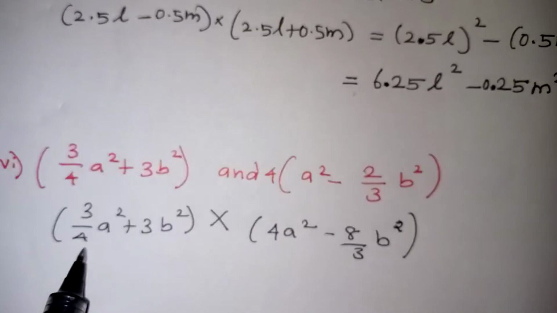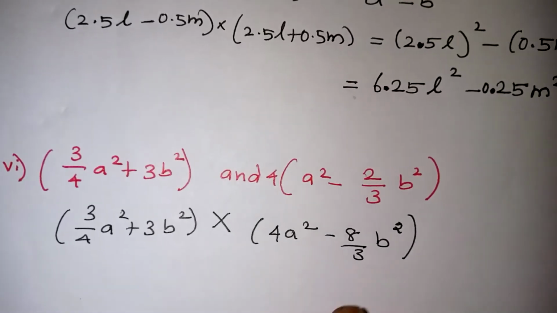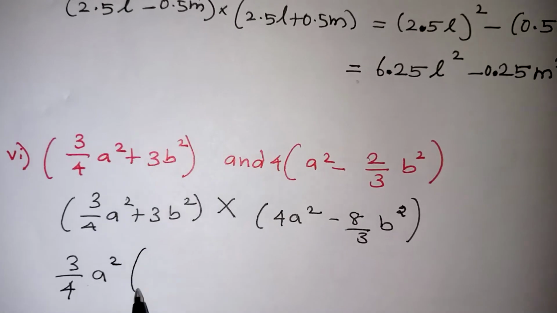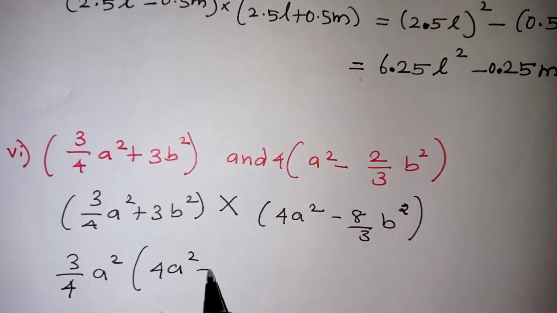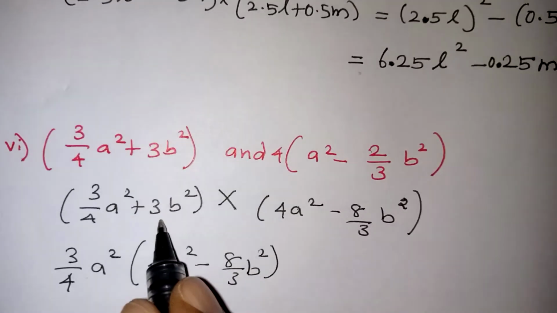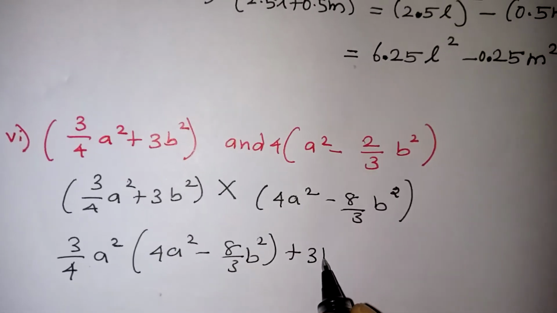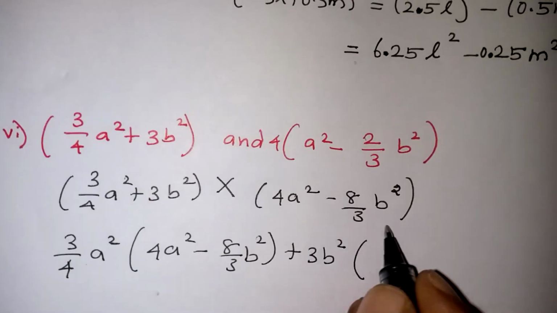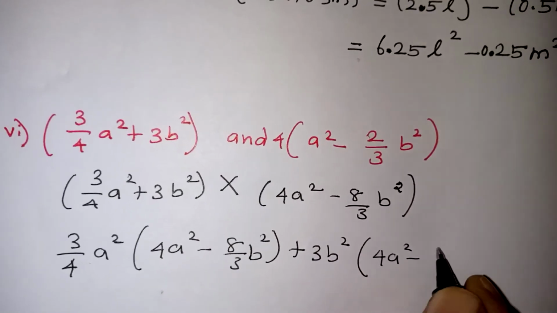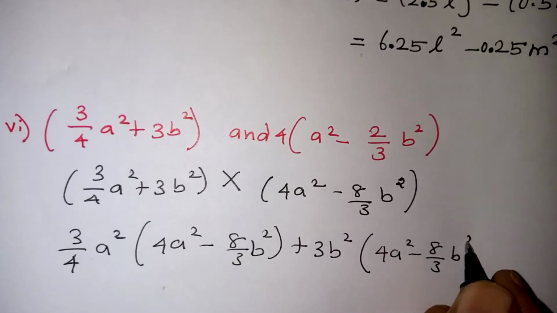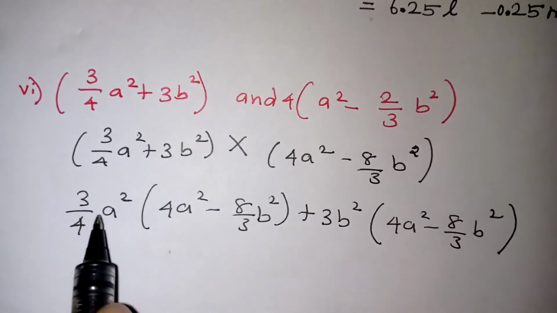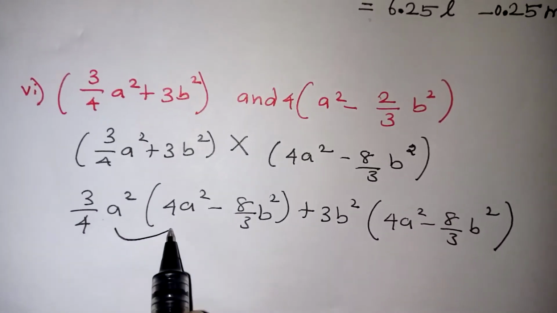First, the first term should be taken, that should multiply with the second one. That is 3/4 a squared should be multiplied with 4a squared minus 8/3 b squared, and plus the second term is 3b squared. So 3b squared should multiply in the same way. The whole thing you should write 4a squared minus 8/3 b squared, like this we should write. Now let's multiply. Now we have to multiply 3/4 into 4. Now we are going to multiply these two.